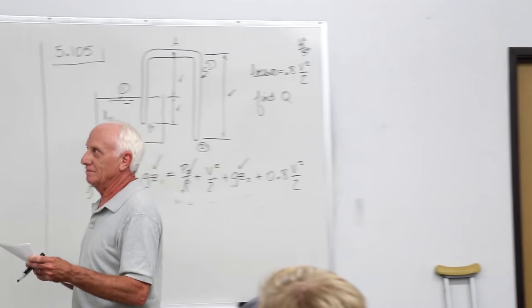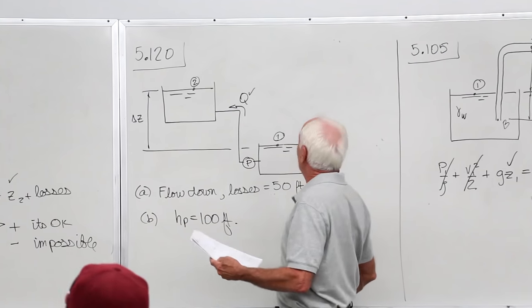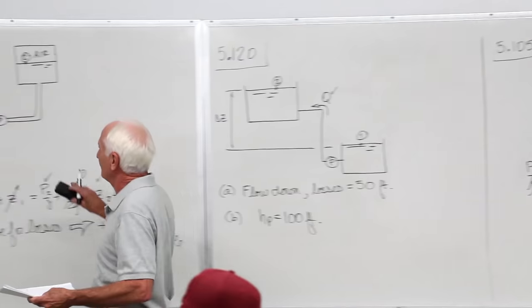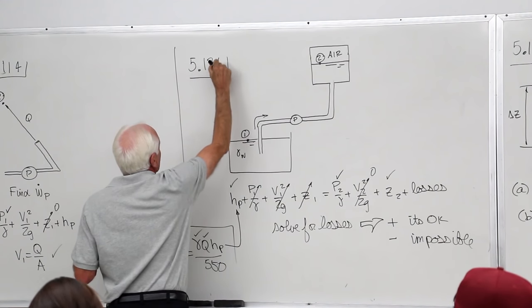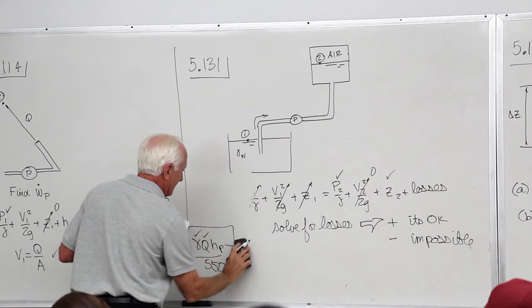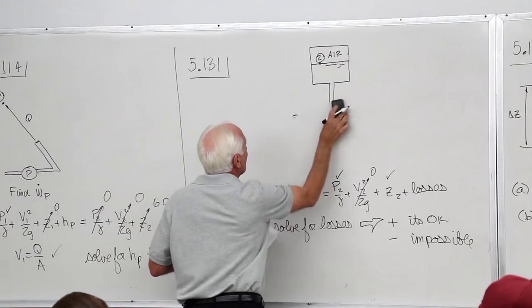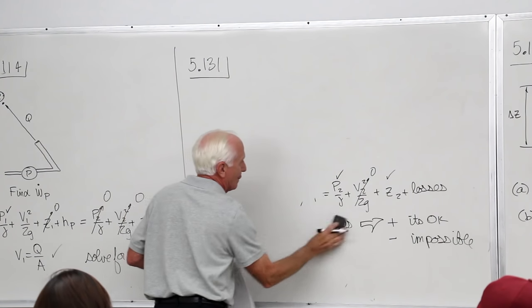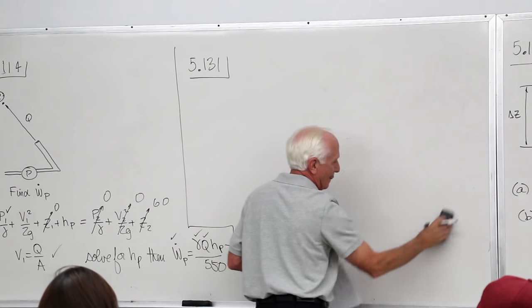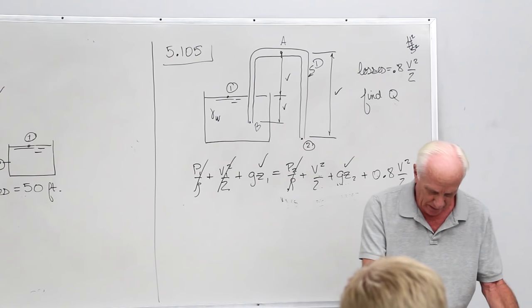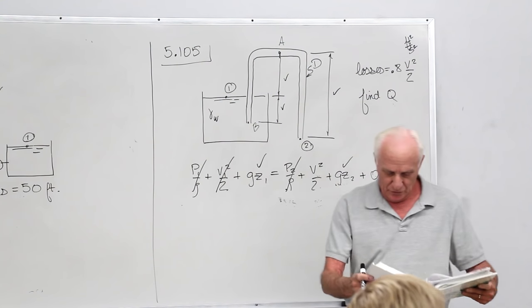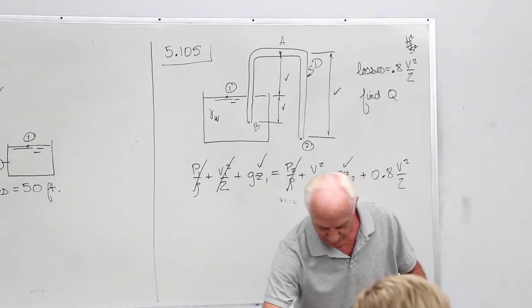Okay, last one. We're going to finish on time. That's great. All right, 5.131. Okay, let's look at this one now. All right, 5.130. Boy, I have to take my book and sketch this in. This is a little bit different than what we've done in the past.